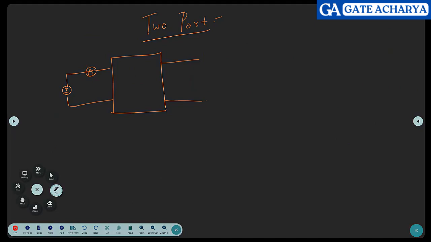Now there are two ways to do it. One is you can have a voltage source. This is a voltage source, V source, and measure current. I put an ammeter and then I measure current. Or otherwise, there is another way to do it. What is it? You can give a current source and then measure voltage.